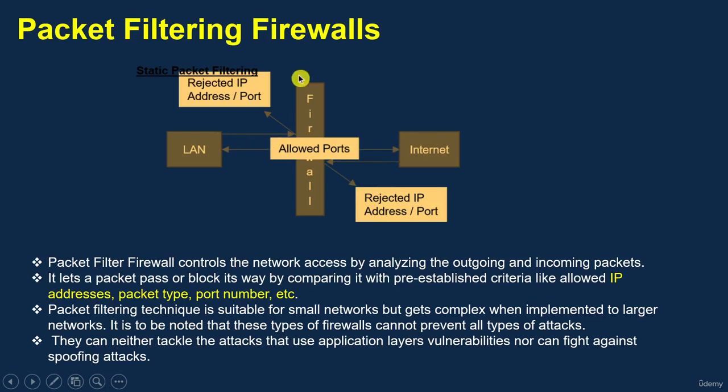Here the packet filtering firewall considers only some static values like IP addresses, packet type, and port numbers. According to those static values the traffic will be filtered. For example, we can block certain IP addresses from entering the internet. We can also allow only certain IP addresses to browse the internet. Likewise we can set rules according to static values.